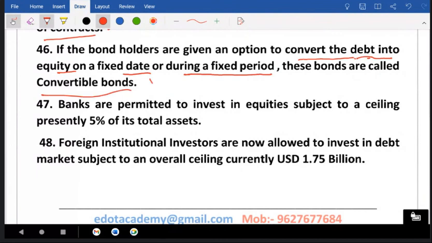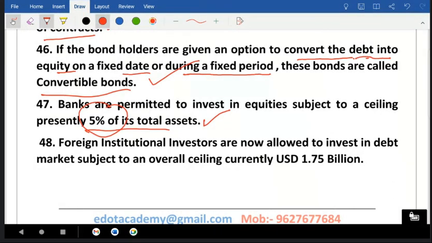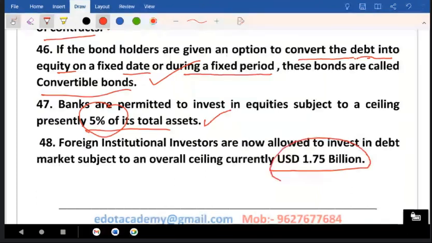Banks are permitted to invest in equities subject to a ceiling, presently 5% of total assets. That means they can invest in equity, but they cannot invest more than 5% of their total assets. Foreign institutional investors are now allowed to invest in the debt market subject to an overall ceiling, currently USD 1.75 billion. So this is the ceiling, they can invest only up to 1.75 billion.